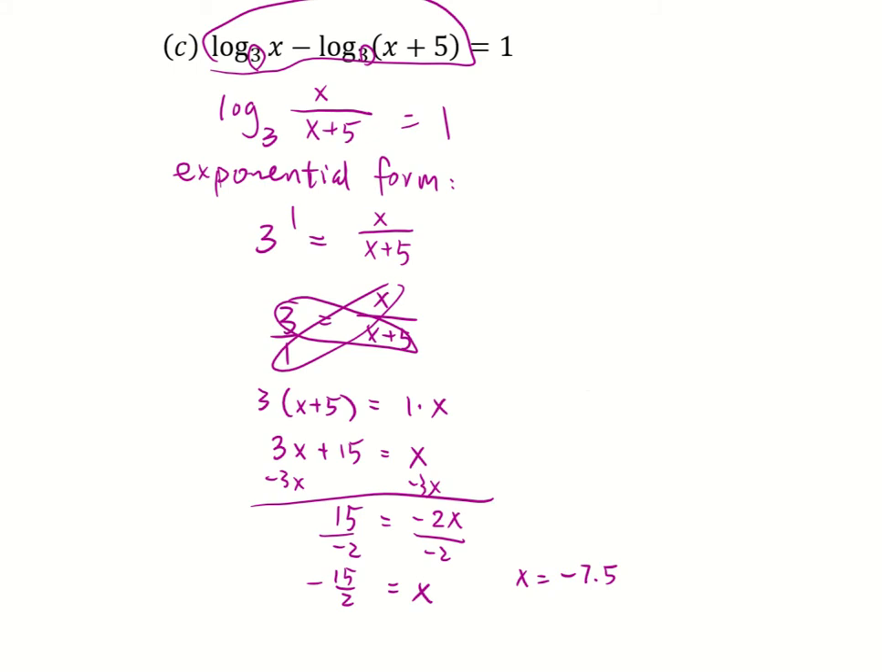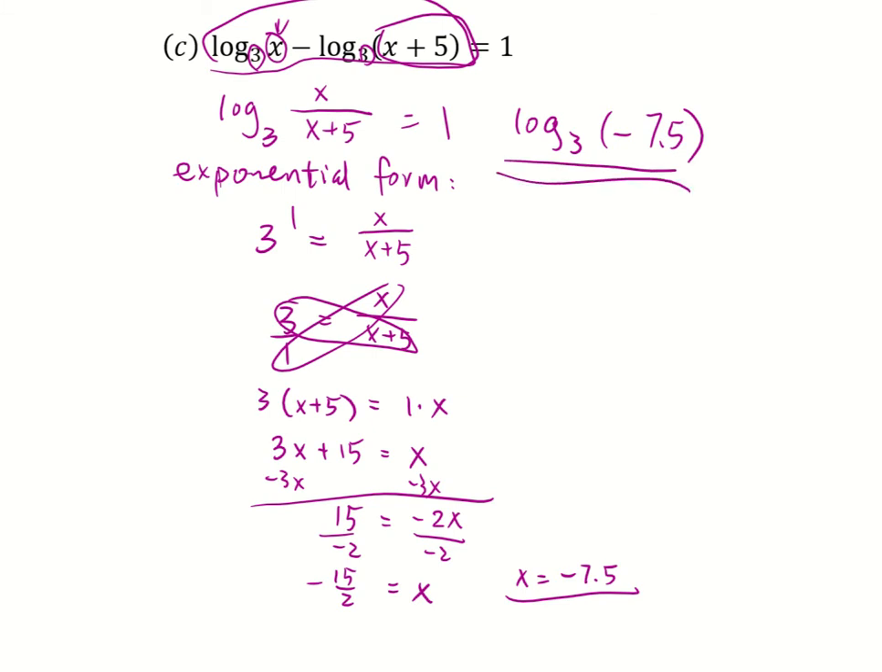Don't forget, we have to check our answer to see if the x we get will make the original argument or arguments positive. So you want to plug in x equals negative 7.5 into the first argument, which is x. Uh-oh, it's making the argument negative. Right? You have log with base 3 of negative 7.5 if you plug it back into the original equation. This is an undefined log. So that means the only possible solution, negative 7.5, is not a solution here. So for this problem, there's no solutions.